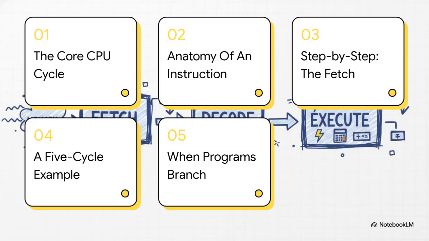1. The core CPU cycle. 2. Anatomy of an instruction. 3. Step-by-step, the fetch. 4. A 5-cycle example. And 5. When programs branch. Let's get to it.